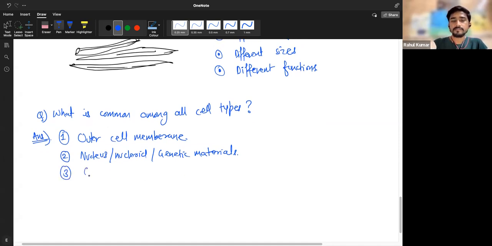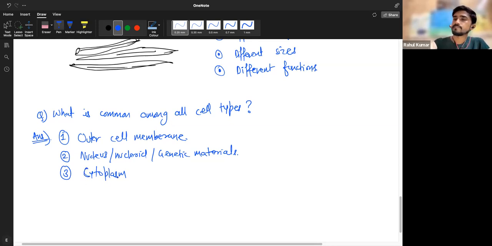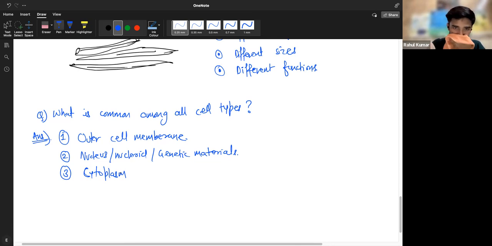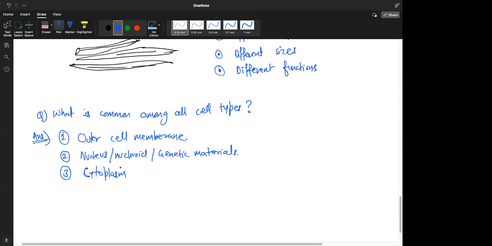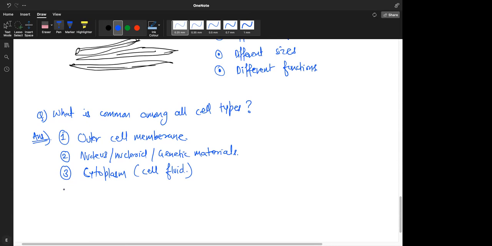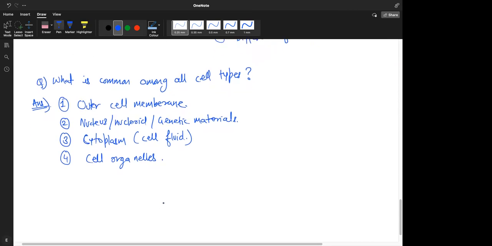All the cell types have cytoplasm? Yes. Is there any cell which does not have cytoplasm? No. You cannot have a cell without the cytoplasm because where will the organelles be present then? In the air? What will you fill inside the cell? You cannot fill it with air, right? It has to have fluid. And cytoplasm is the cell fluid. So I'll write it. And what else? Ribosome. Yes. Cell organelles, right? Good. So this is something common between cells.